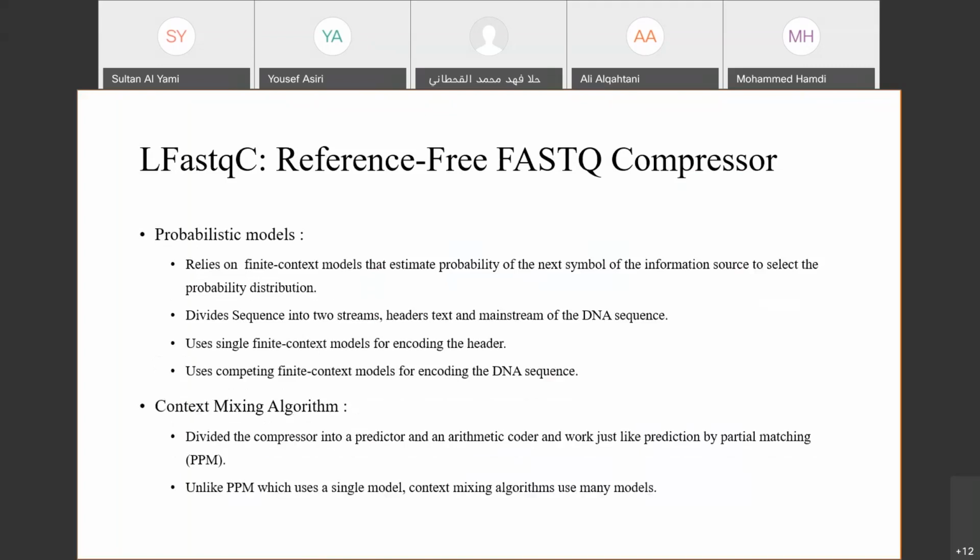The probabilistic model is based on the finite context model, which estimates the probability of the next symbol of the information source to select the probability distribution. The compressor splits the file into two streams, headers and the sequence itself, uses a single finite context model to encode the headers and uses competing finite context models to encode the biological sequence. On the other hand, the context mixing algorithm compressor is divided into predictor and arithmetic coder and works just like prediction by partial matching. Different from prediction by partial matching, this algorithm uses many models instead of one.